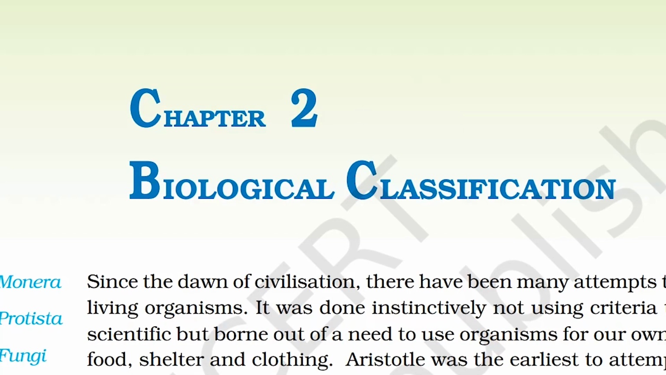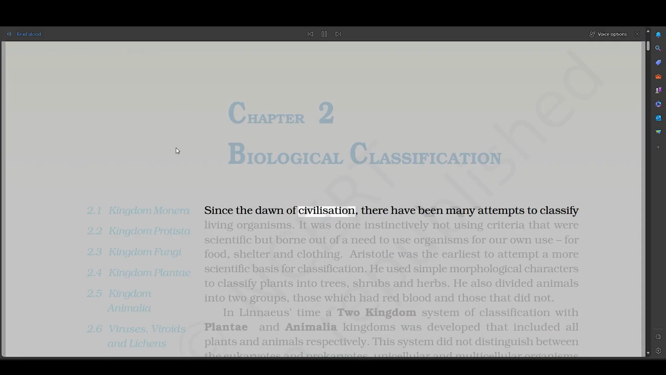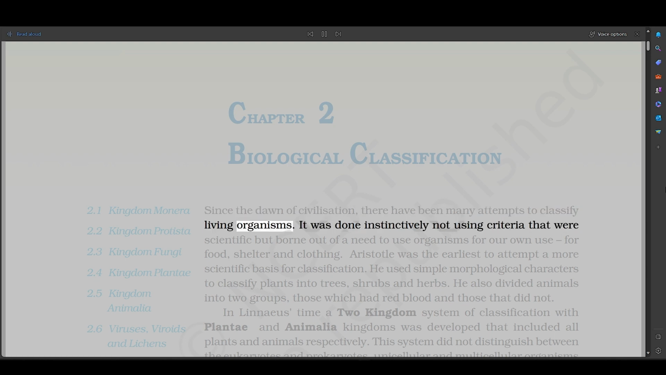Biological Classification, Chapter 2. Since the dawn of civilization, there have been many attempts to classify living organisms. It was done instinctively, not using criteria that were scientific, but born out of a need to use organisms for our own use, for food, shelter, and clothing.